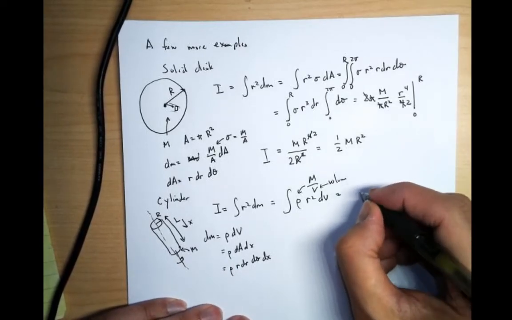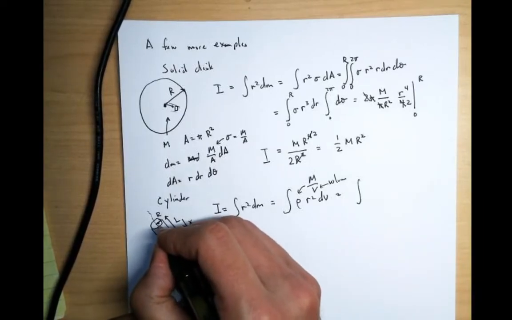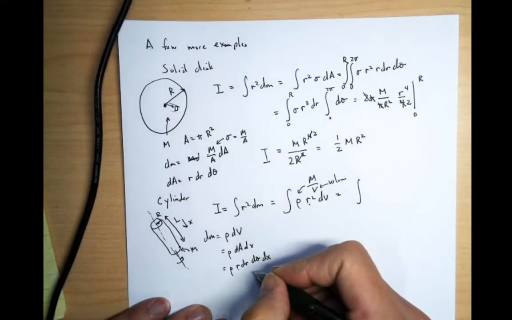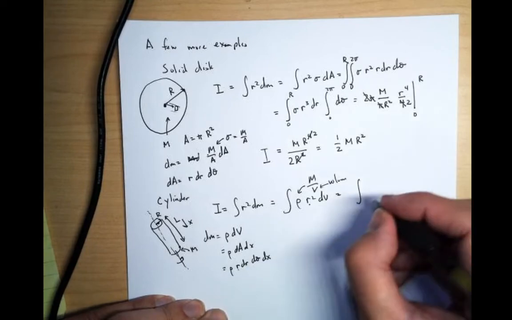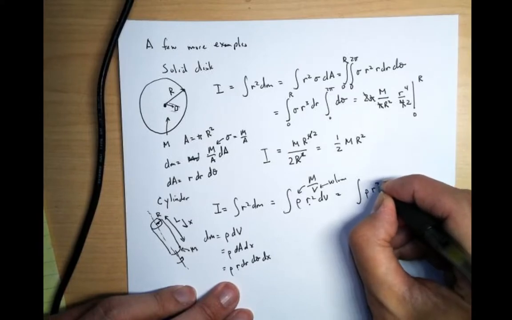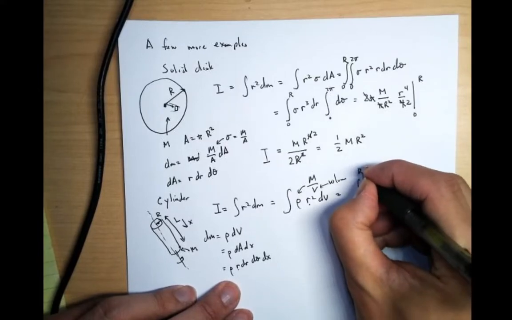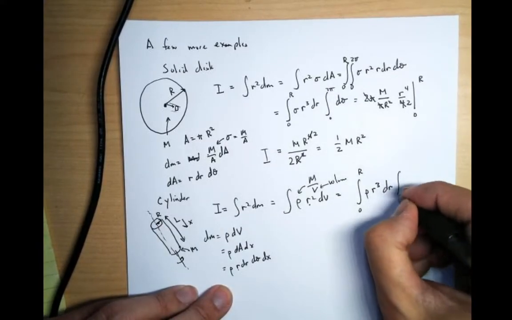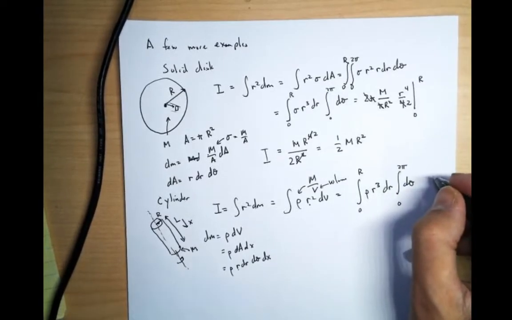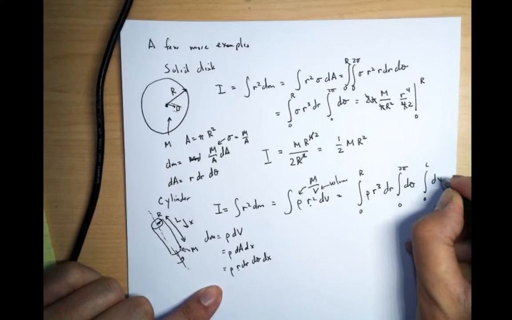Let's plug everything in now. Fortunately, this r here is the same as this r here, which is the distance from the axis. That's why I picked it that way. Otherwise, it gets much hairier. Let's be very careful here and count the r's. It's rho, that's an r cubed, and a dr, going from 0 to capital R, and then a 0 to 2 pi for the d theta part. And then I have this dx part, which will be 0 to L dx.